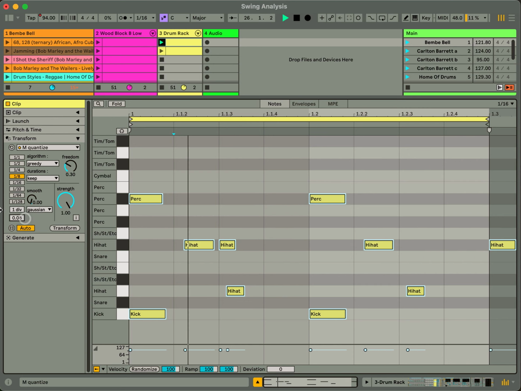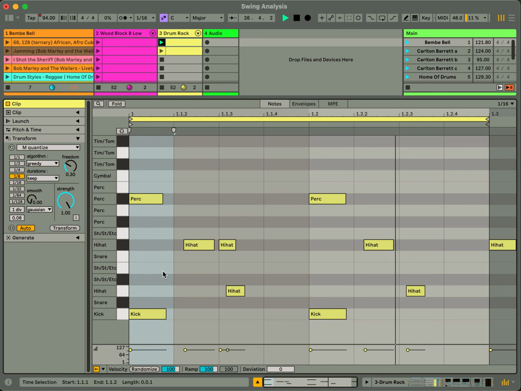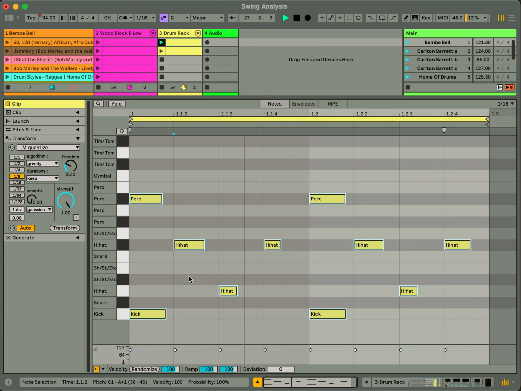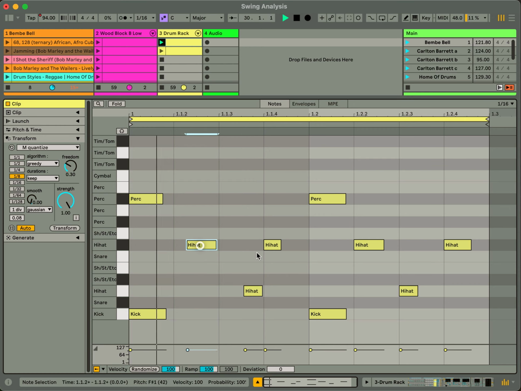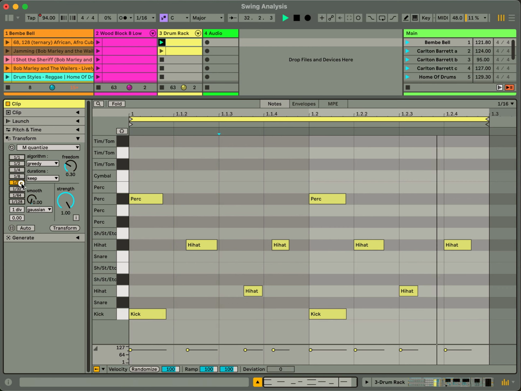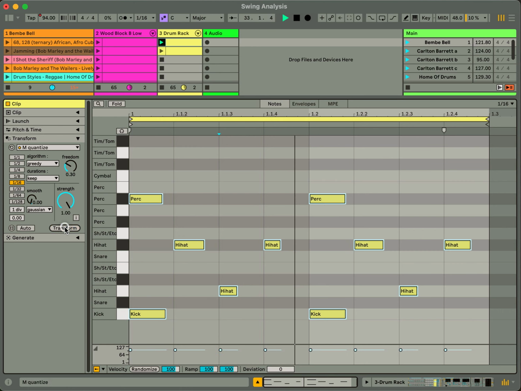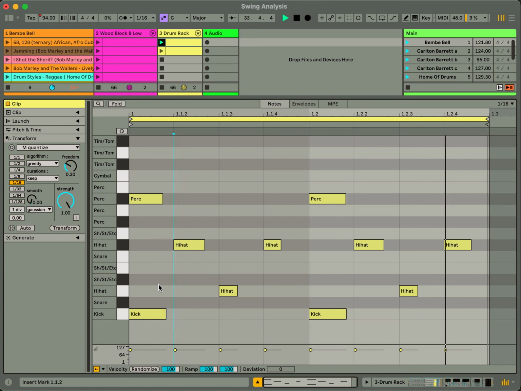Okay, can it D-swing? I'm going to undo, get back to our straight. Let's try to simulate what a performed drum beat might look like. Turn off auto, put this on 0, go to 16th, can it D-swing? Yes, actually that was impressive. So it is able to D-swing. So that was good, but had some clear problems.